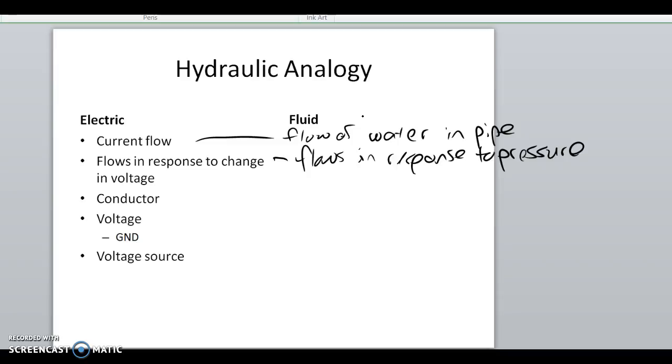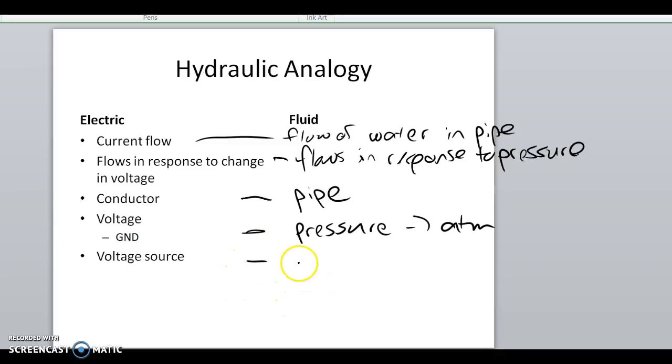If we have a conductor in our electrical system, this can be analogous to a pipe in our fluid system. Our voltage, then, we reference ground in our electrical system. In our fluid system, we have pressure, and we reference atmospheric pressure. And then if we have a voltage source in our electrical system, that is analogous to a pump or column, where we create potential energy.